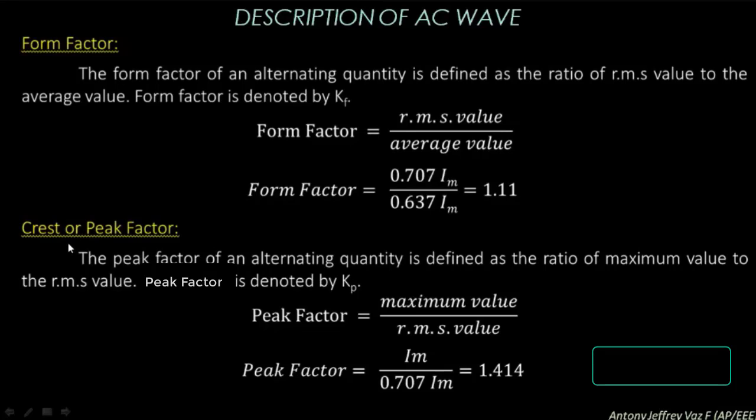Similarly, we can find the crest or peak factor. The peak factor of an alternating quantity is defined as the ratio of the maximum value to the RMS value. Peak factor is denoted by the symbol Kp. Peak factor is equal to maximum value divided by RMS value. We know that the maximum value is Im and the RMS value is 0.707 Im. So we can simplify this: the peak factor is 1.414.